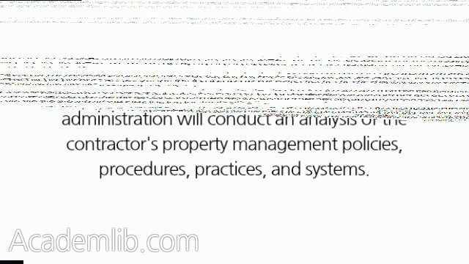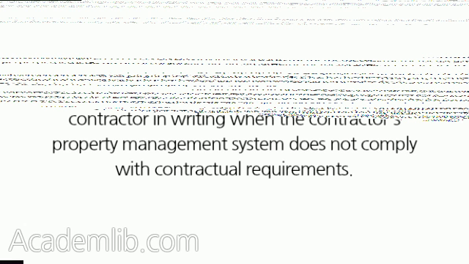3. Resolving deficiencies in the contractor's government property control system. The agency responsible for contract administration will conduct an analysis of the contractor's property management policies, procedures, practices, and systems. This analysis is to be accomplished as frequently as conditions warrant, in accordance with agency procedures. The property administrator will notify the contractor in writing when the contractor's property management system does not comply with contractual requirements.